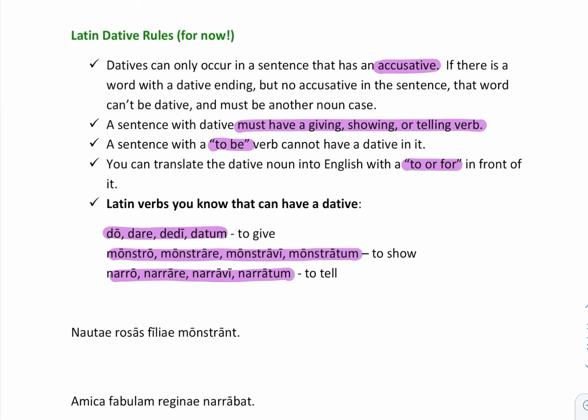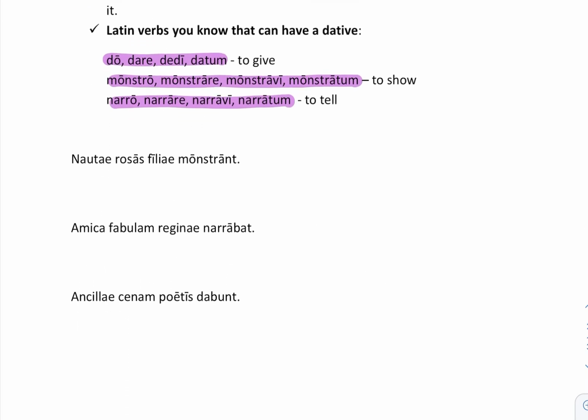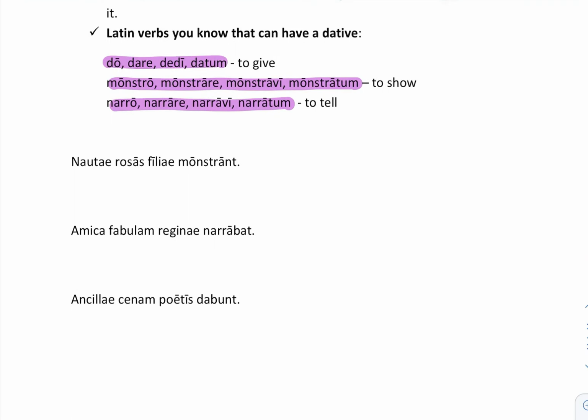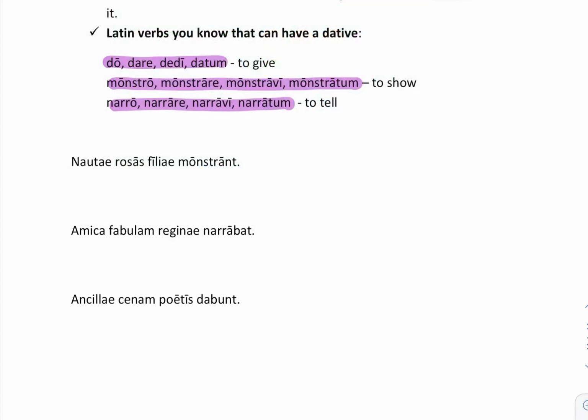So if you see any of those verbs, it's automatically going to be a trigger for you that you want to look for a dative in the sentence. Okay, let's do these 3. So the first one: nautae rosas filiae monstrant. Nautae rosas filiae monstrant. So let's take a look.